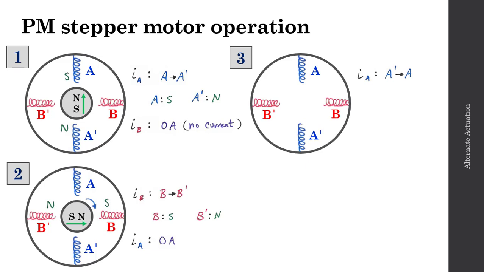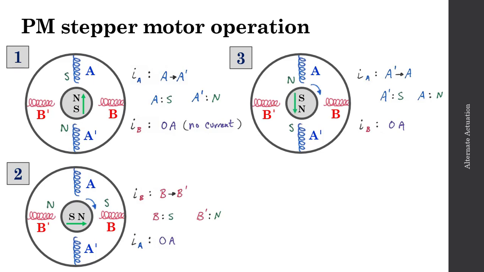The third step in the stepper motor operation now has a current flowing backwards through the A coil. So current is now flowing from A prime to A. As a result, A prime is now the south pole and A is now the north pole. And once again, we have no current through B, and the rotor now rotates through another step to align with the magnetic field.